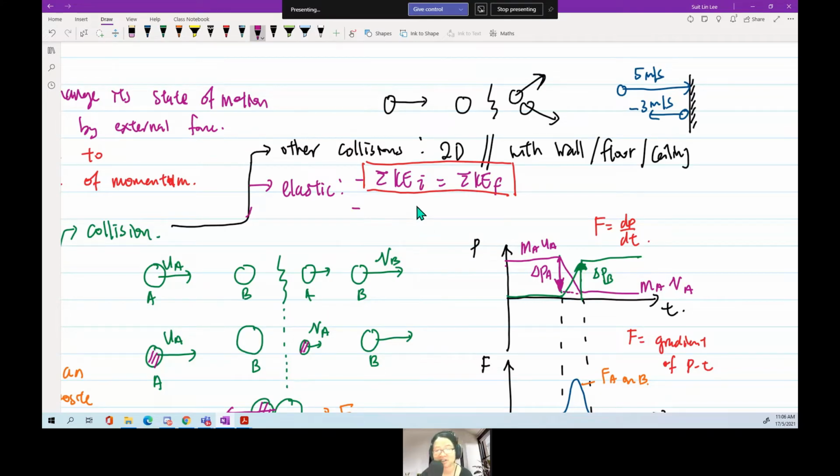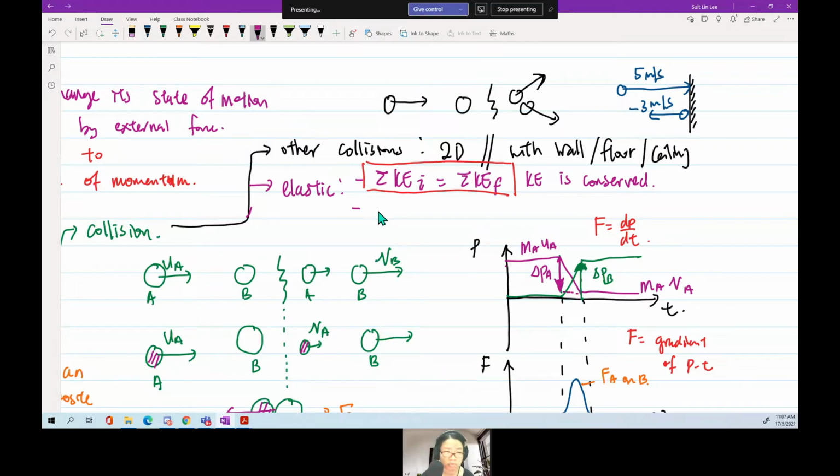Anyway, the sum of kinetic energy is the same. KE is conserved. We use the word conserve because it means there is no change. You want to conserve the environment, no change. Hopefully. What else? Oh, and also the relative velocity equation.